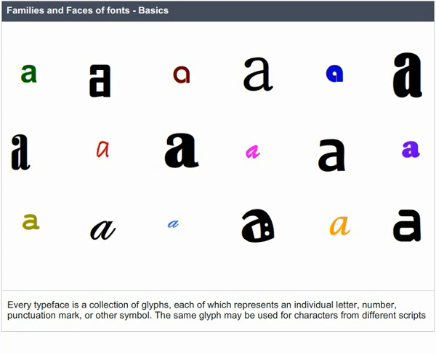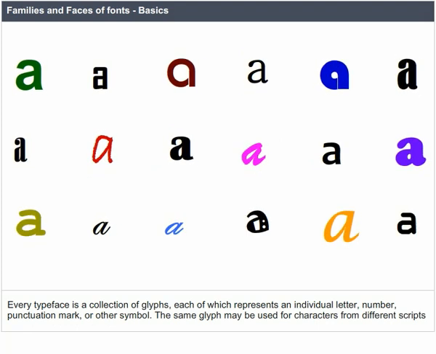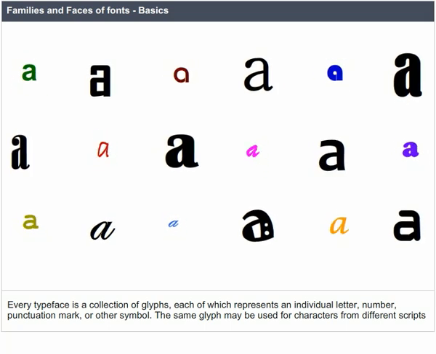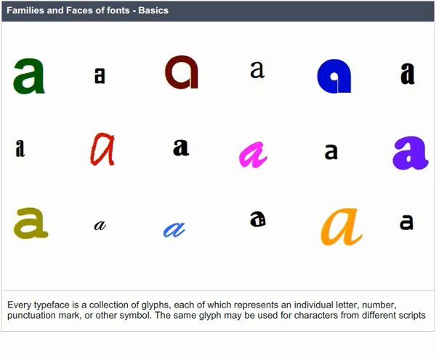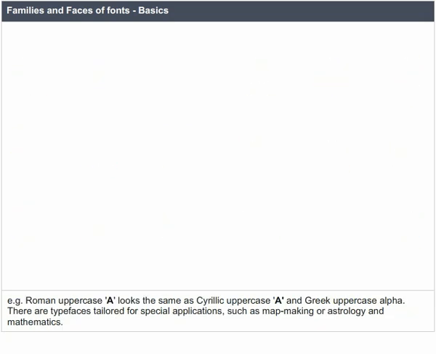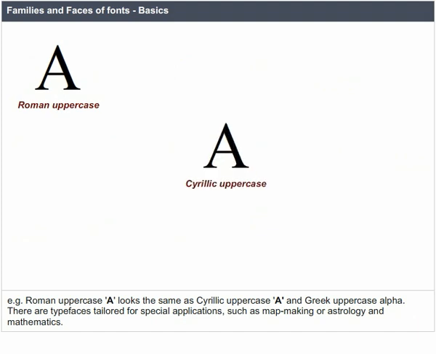Every typeface is a collection of glyphs, each of which represents an individual letter, number, punctuation mark, or other symbol. The same glyph may be used for characters from different scripts. For example, Roman uppercase A looks the same as Cyrillic uppercase A and Greek uppercase alpha. There are typefaces tailored for special applications such as map making, astrology, and mathematics.